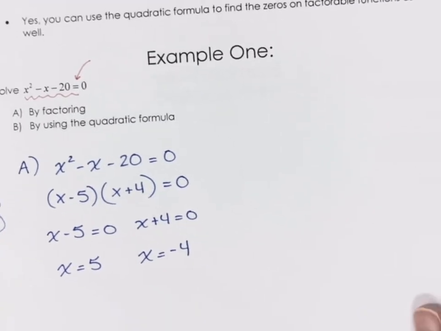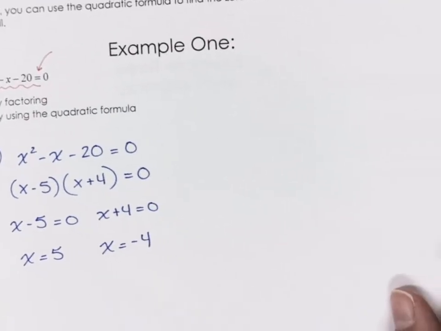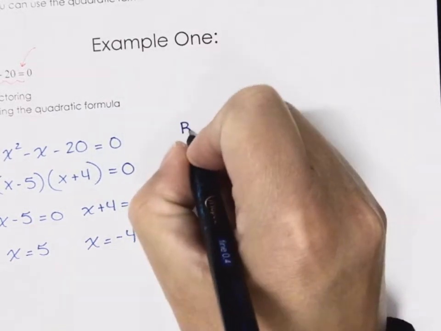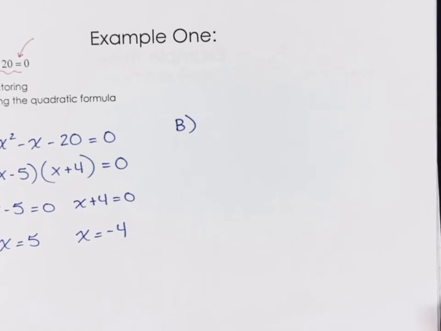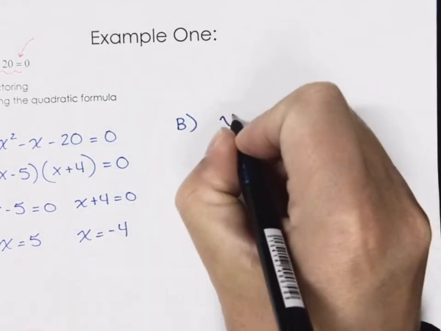So I think as we become more efficient with it, we can start skipping steps. So now let's move on to part B, where we're going to use the quadratic formula. FYI, both will give you the exact same answers. So if I choose to factor it and you choose to use the quadratic formula, great, we both get to the same solution.